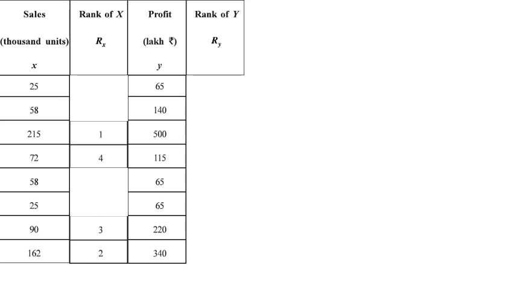After 72 comes 58, 58 two times. That is 5 and 6. So 5 plus 6 is 11. Divide by 2 is 5.5. So we will give 5.5, 5.5 rank to both the 58, 58 answers.